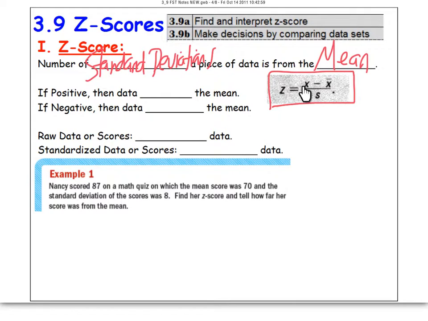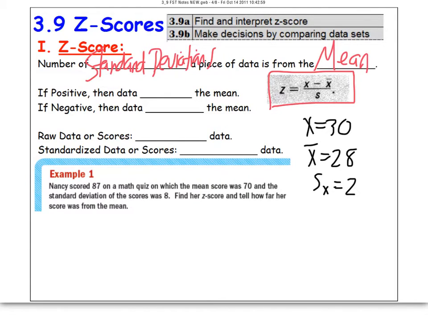What it says is you take your x value, or your piece of data, minus the mean over the standard deviation. So for example, if you got a 30 on a class test, you would put your test score here. If the class average was 28, you'd put it there, and you'd put the standard deviation there to get your z-score.